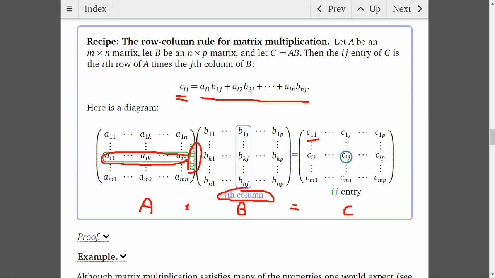To get the c sub 11 entry, I'm going to dot the first row of A with the first column of B. And to get another entry in the first row, I again take the first row of A. So for every one of these values in the first row, I'm taking the dot product of the first row of A with the columns of B successively.